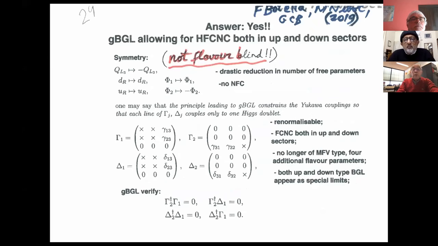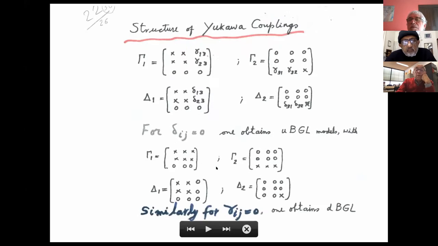The main idea is that instead of having these two like that, you have both, everything is filled, and then here you have it like that. So it's very similar to BGL, but if gamma is equal to 0 and deltas are equal to 0, you get BGL type models. In this type of models, this is the structure: if you put delta ij equal to 0, one obtains an up type BGL model. If you put gamma ij equal to 0, you obtain a down type BGL model.